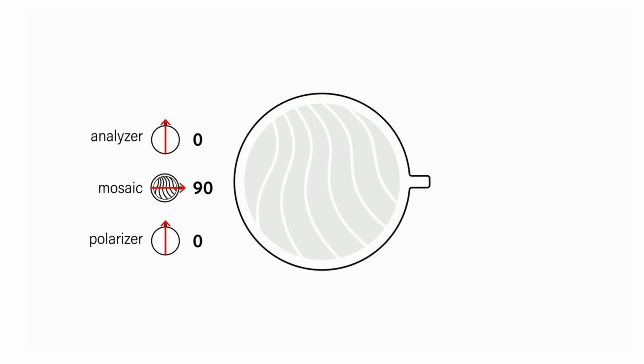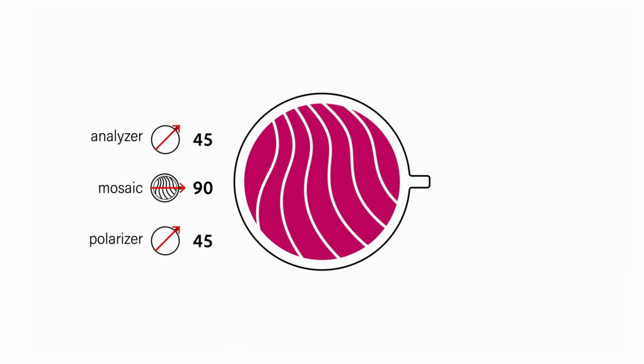The mosaic alternates between colored and colorless at 45-degree increments. And since the opacity of the mosaic depends on its angle relative to the polarizers, you can achieve the same effect by either rotating the mosaic or rotating both polarizers at the same time.